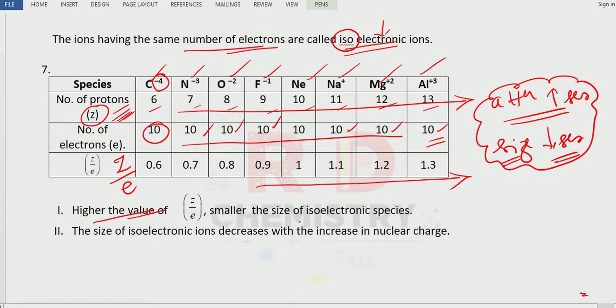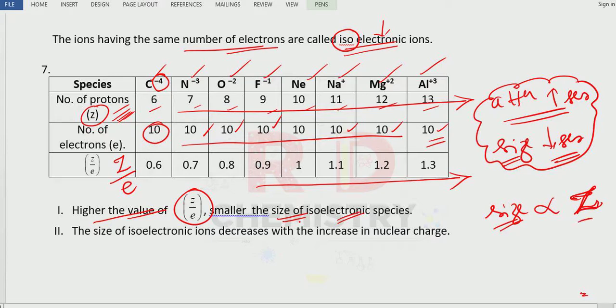Higher the value of Z by E, smaller is the size of the isoelectronic species. Size is inversely proportional to Z when the number of electrons is the same. As the atomic number increases, size goes on decreasing. Clear?